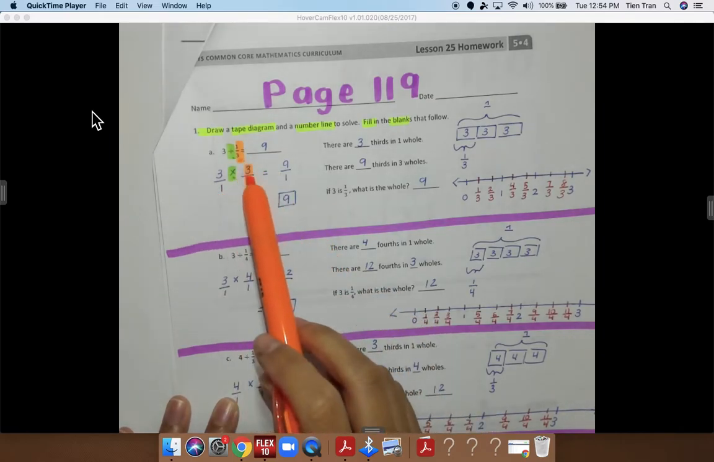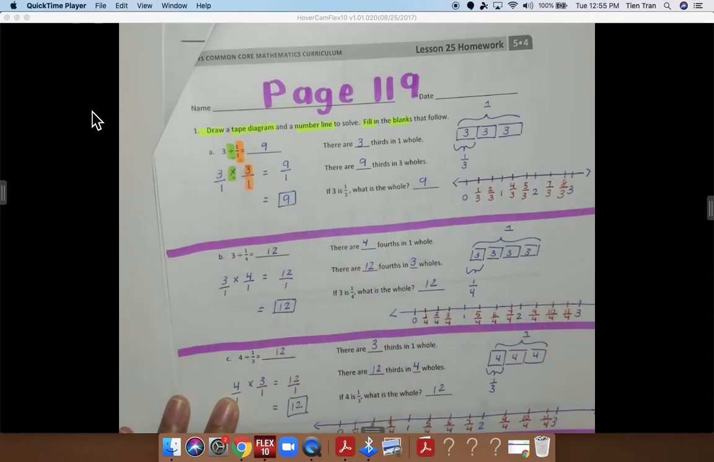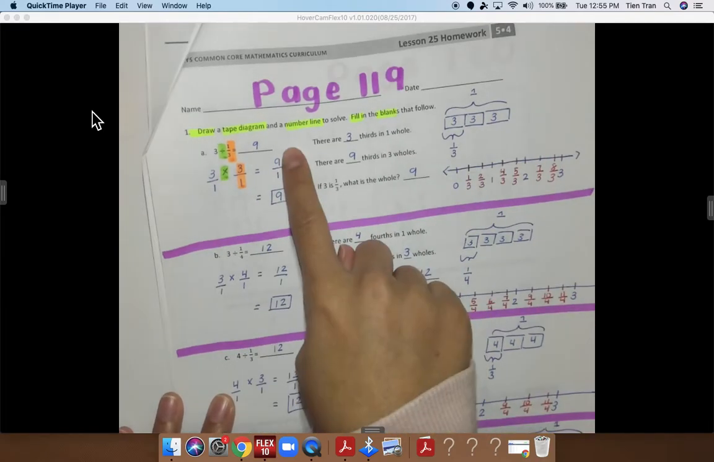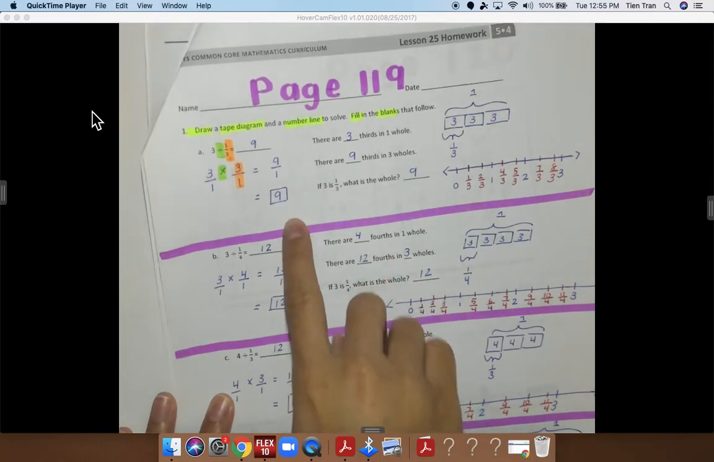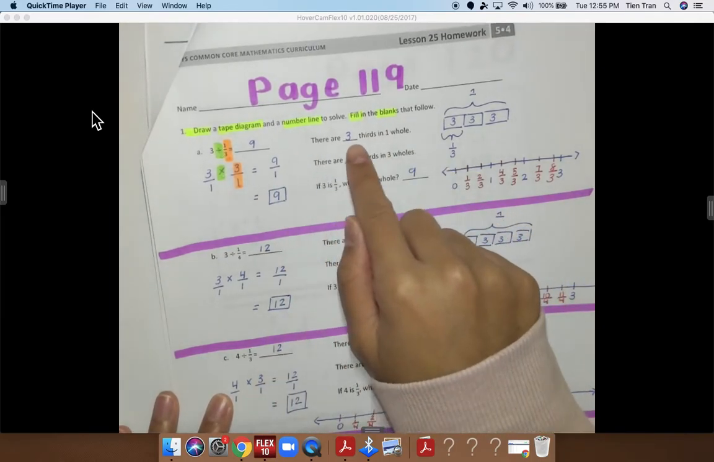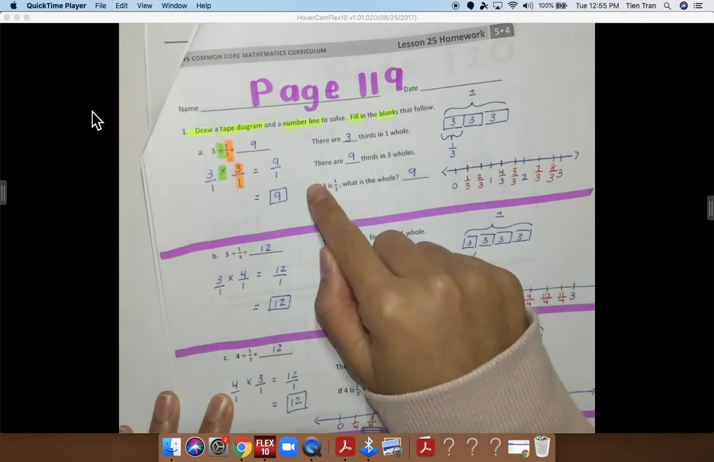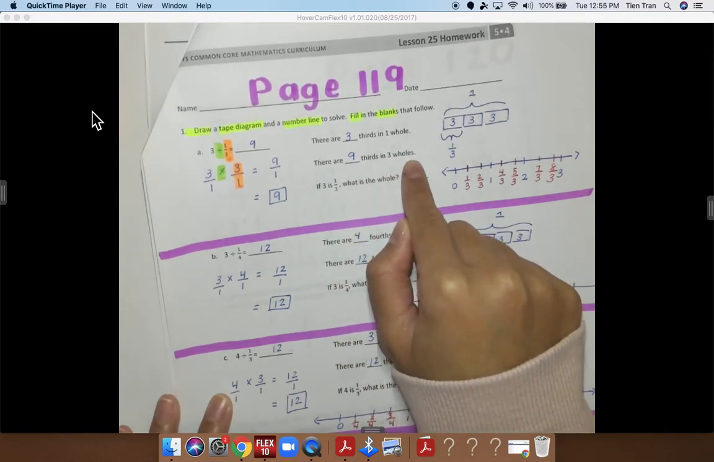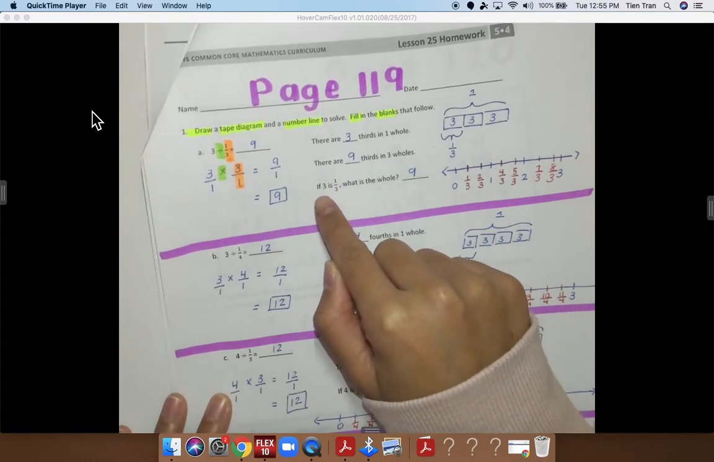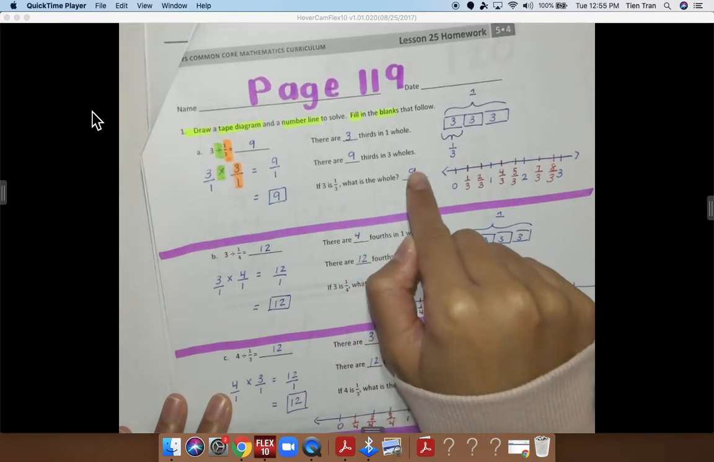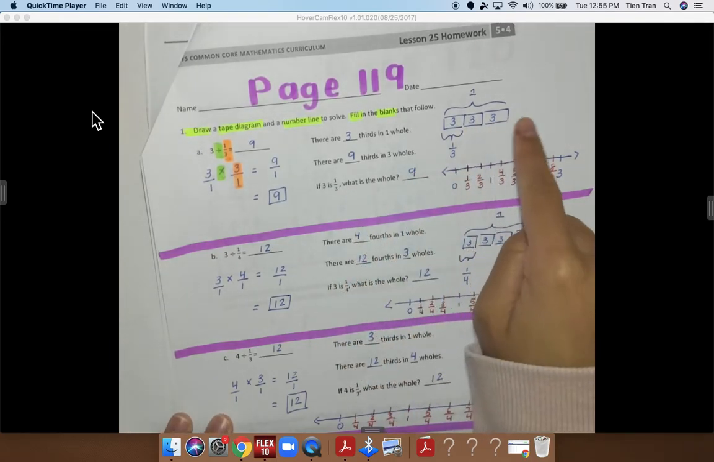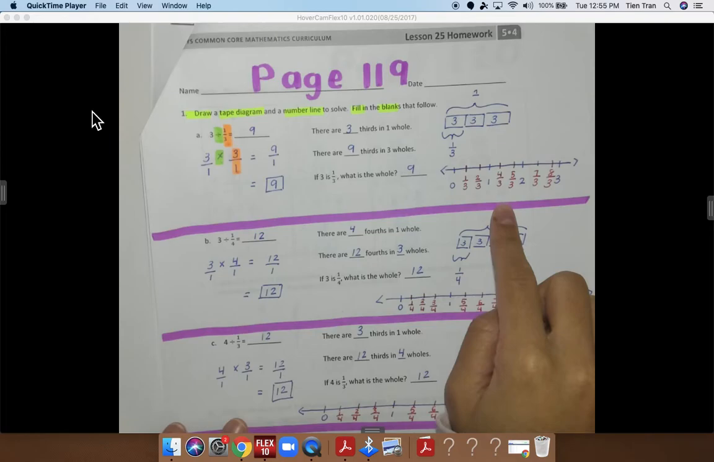So 3 times 3 is equal to 9, 1 times 1 is equal to 1, and your final answer is 9, because 9 divided by 1 is equal to 9. So that means that there are 3/3 in one whole. There are 9/3 in 3 wholes, and if 3 is 1/3, what is the whole? That would be 9. So here is my tape diagram, and here's my number line.